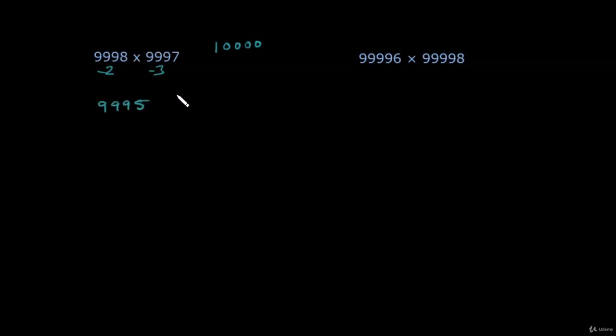9995. And the second part of the number is a 4-digit number because there are 4 zeros. And for writing the second part, we have to find the product of -2 and -3. That is giving us 6. So 0006. So this is the answer.